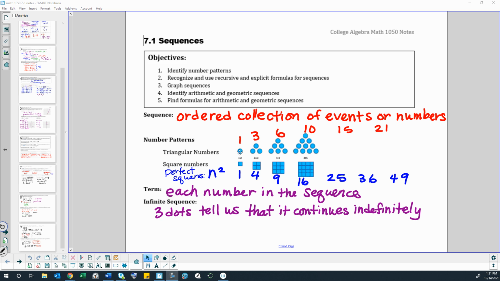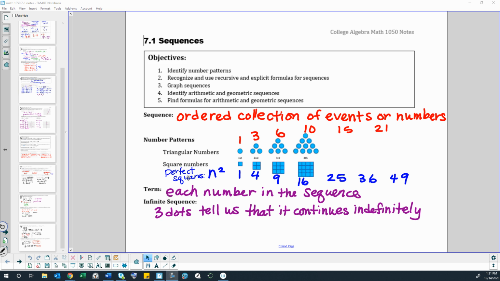So the pattern is you start with 1, and then you have 3, and then you have 6, and 10. So each time we're adding an additional pin or an additional object to our triangular number. So 1 plus 2 is 3, and 3 plus 3 is 6, and 6 plus 4 is 10. So our next number is 10 plus 5, which is 15, and 15 plus 6, which is 21. You guys can draw those out if you'd like to.